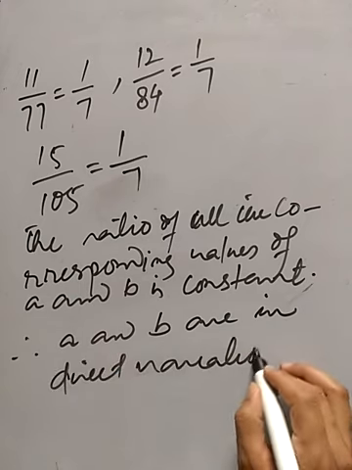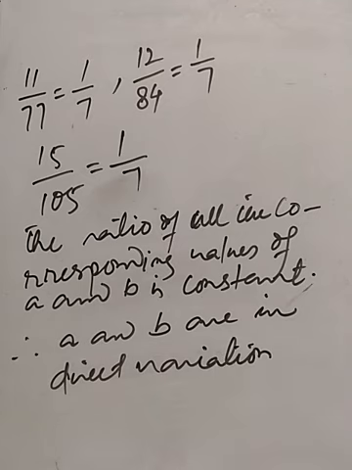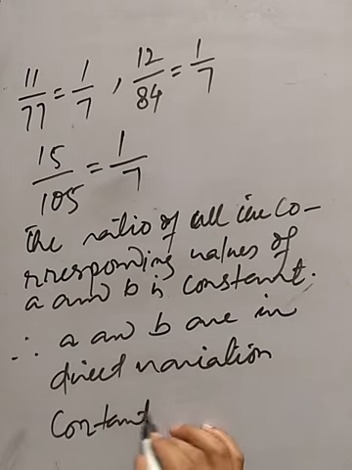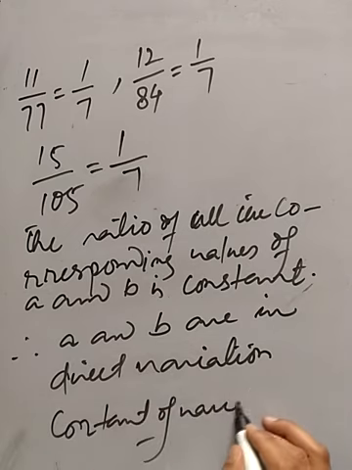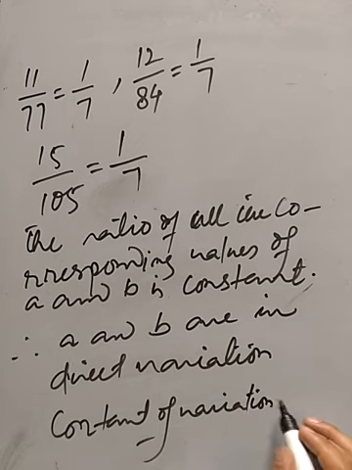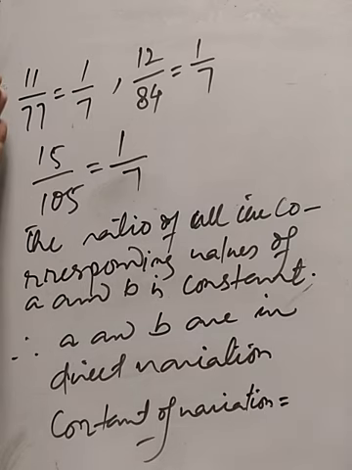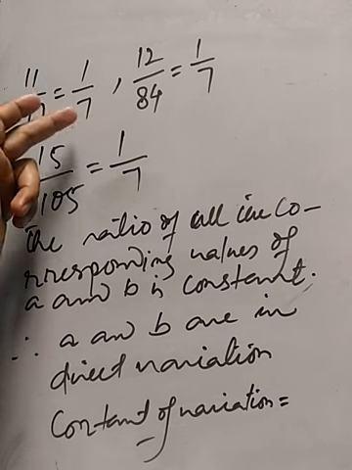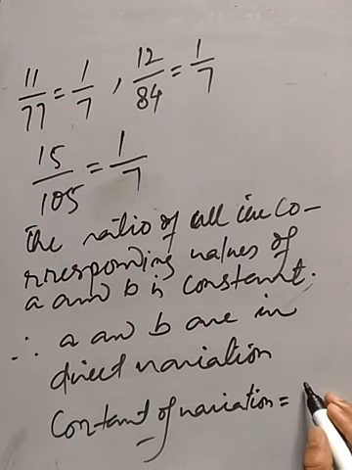So if the question says very clearly that A and B are in direct variation, then we have to find the constant of variation. Constant of variation equals, when we find the ratio A by B, how much do we get here? 1 by 7. So the constant of variation is 1 by 7.